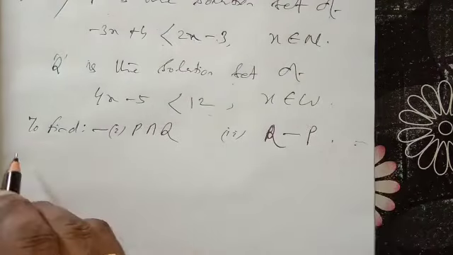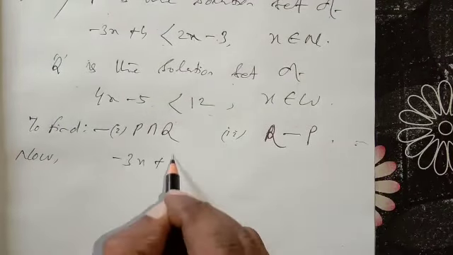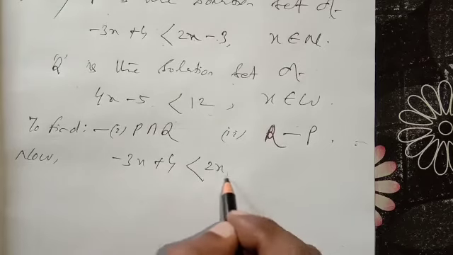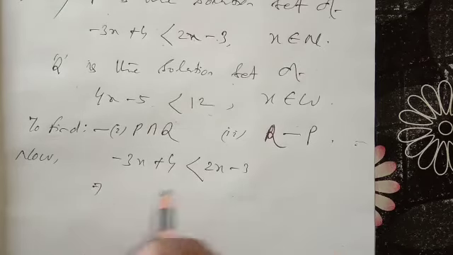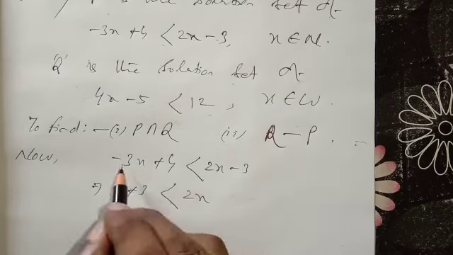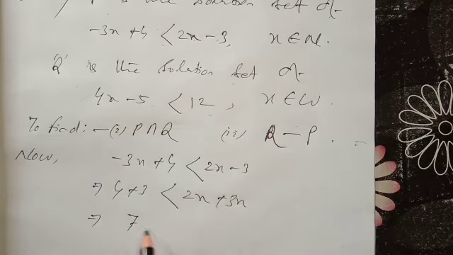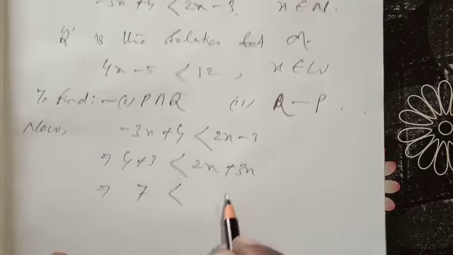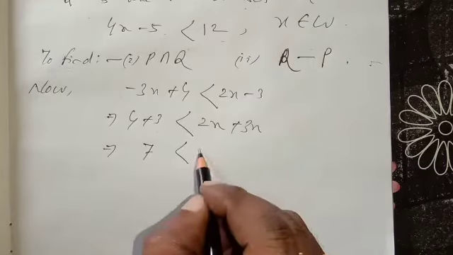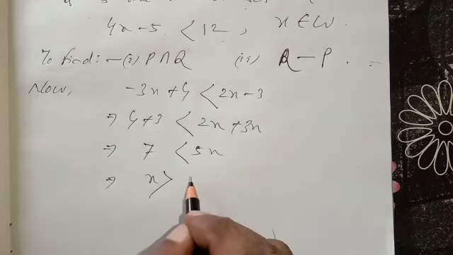First of all, solve the first inequation, that is minus 3x plus 4 less than 2x minus 3. Do one thing here: bring minus 3 to this side, that will be 4 plus 3, and take 3x to that side, plus 3x less than 2x. 4 plus 3 is 7, and this is less than 5x. That means x greater than 7 by 5. 7 by 5 means how much?